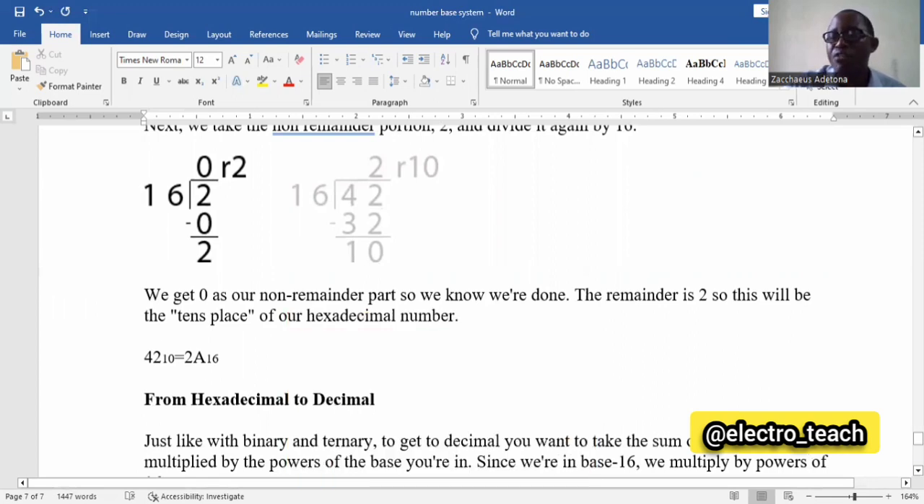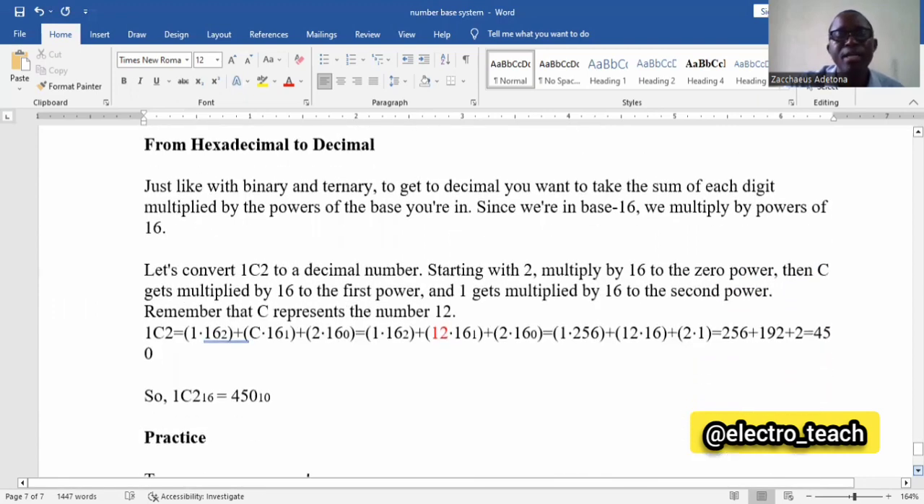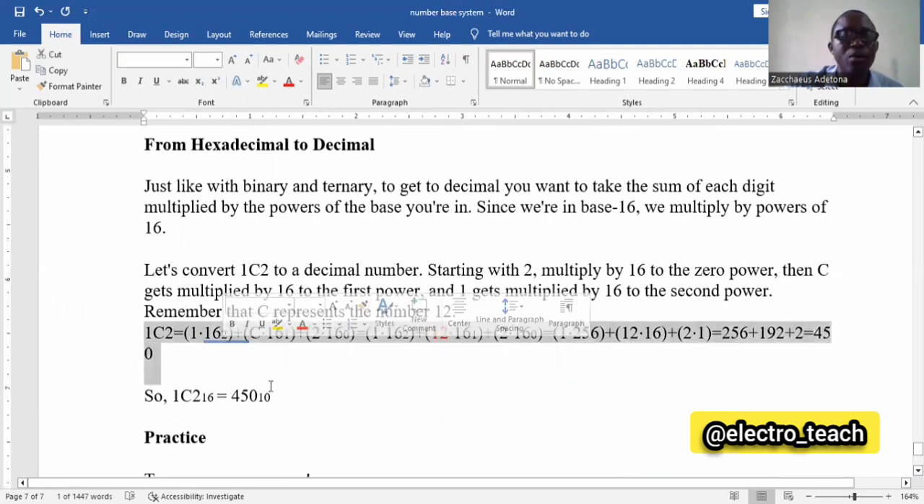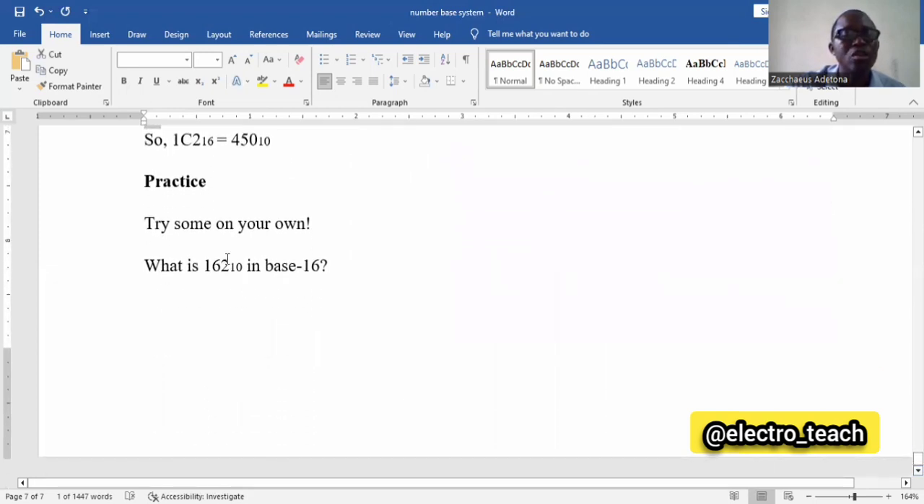Now, if you are going from hexadecimal to decimal, that's going back, then we can use the place value representation that we normally do. That's an example that we have here. Then you can practice this other problem that we have here on your own. You can convert 162 in base 10 to base 16. That's a practice problem that you can actually try.